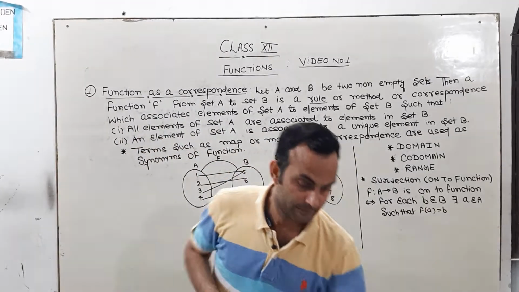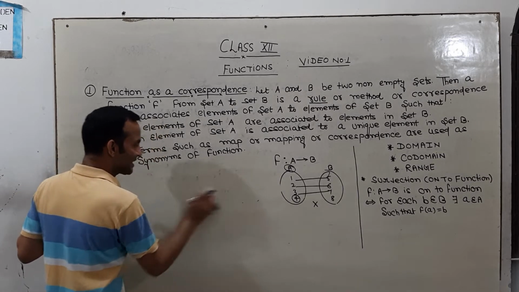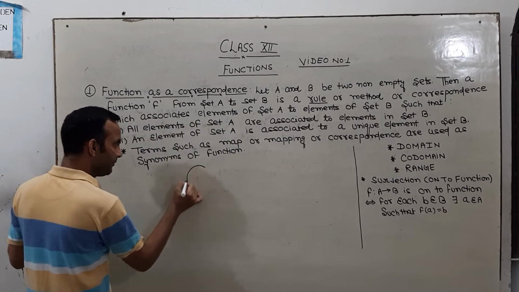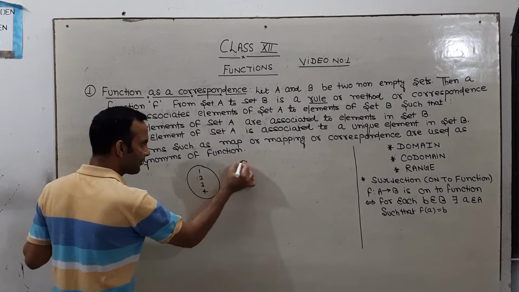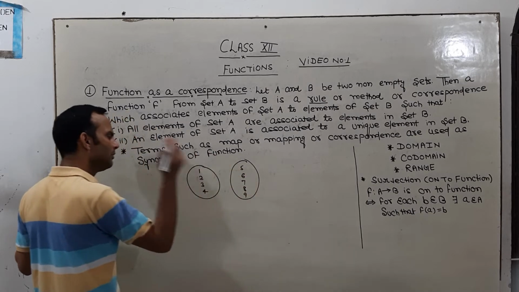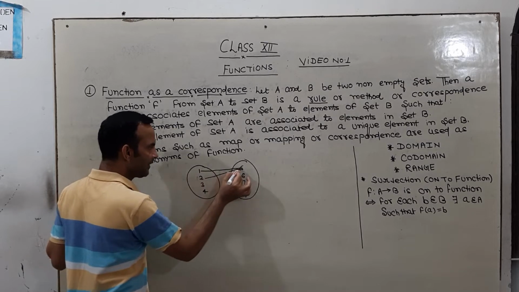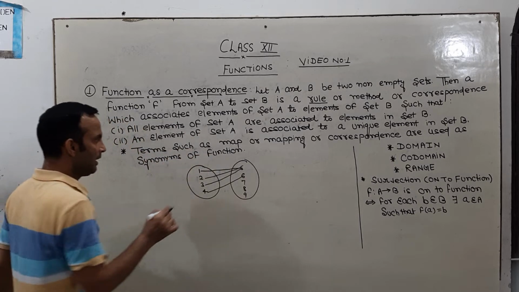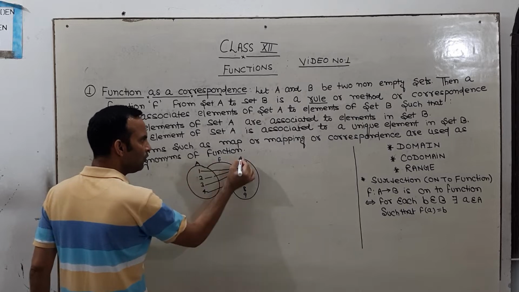Now see, let us take another example for more explanation. Let us suppose that 1, 2, 3, 4. Here I am taking 5, 6, 7, 8, 9. Now see, 1 is related to 5, 2 is related to 5, 3 is related to 5, 4 is related to 6. This is a function f from A to B.